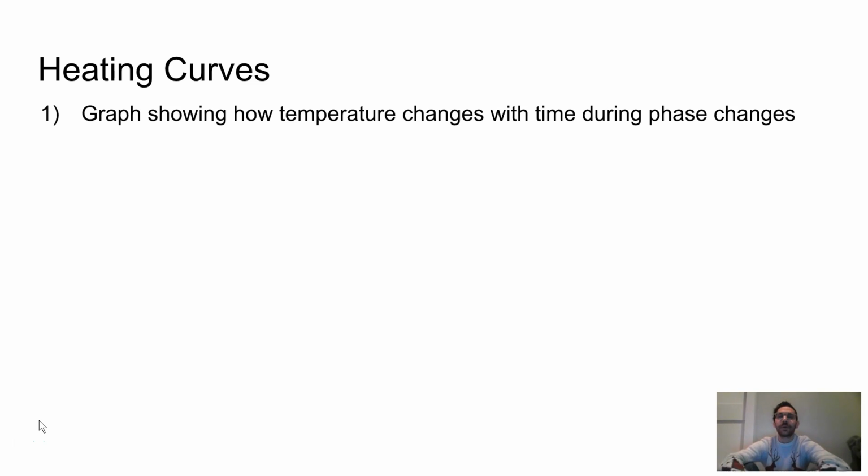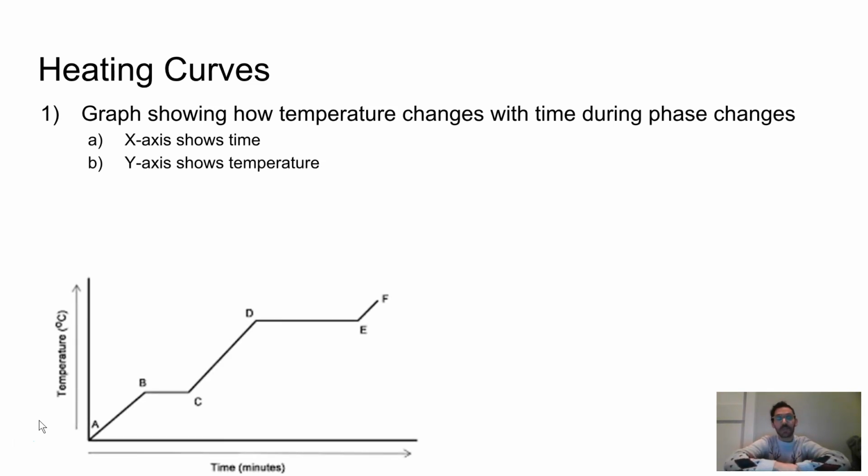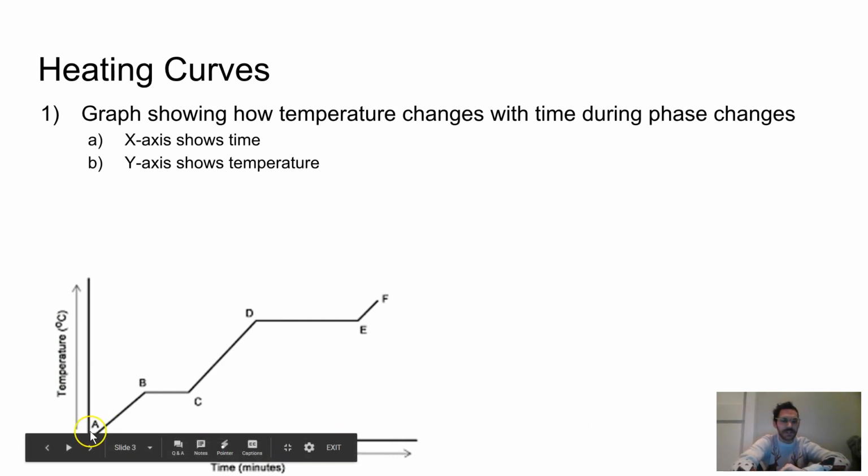Well, they're graphs that show how temperature changes with time during phase changes. So we've got a substance we're studying, and it goes through some phase changes. This graph will show us how the temperature of it changes over time. The x-axis is going to show us time, because that's pretty much always where you put time. And the y-axis is going to show us the temperature, because we're looking at how that changes over time. So here we can see it. We've got temperature on our y-axis and time on our x-axis. And we can see temperature goes up, stays constant, goes up, stays constant, goes up.